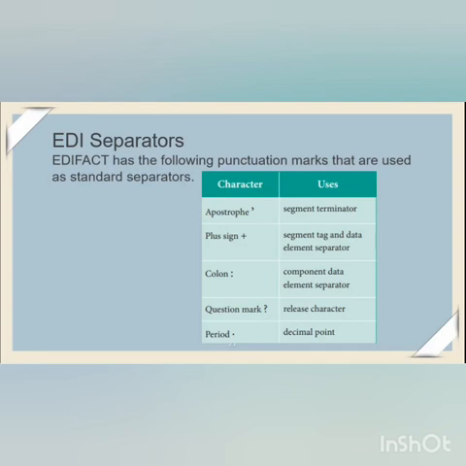And the second one is the plus sign. It is used as the segment tag and data element separator. When you have more than one element, you can use the plus sign. This is called the segment tag and data element separator. And the next one is the colon, that is the composite data element separator. The next one is the question mark. It is used as the release character. And the last one is the period, that is the dot, the decimal point.